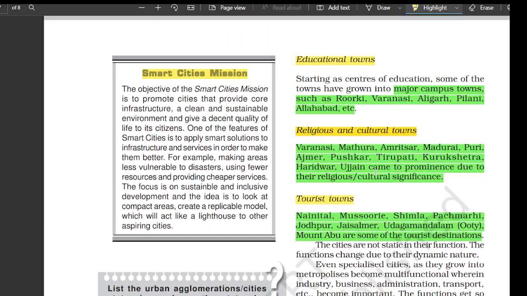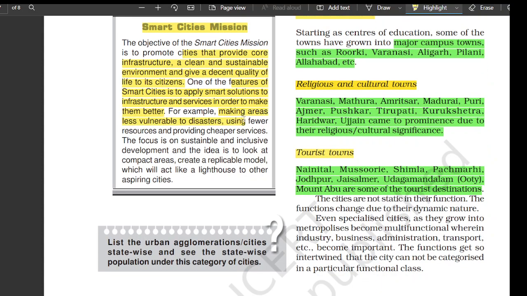Smart Cities Mission. The objective of the Smart Cities Mission is to promote cities that provide core infrastructure, a clean and sustainable environment, and give a decent quality of life to citizens. One of the features of smart cities is to apply smart solutions to infrastructure and services in order to make them better. For example, making areas less vulnerable to diseases, using fewer resources, and providing cheaper services.